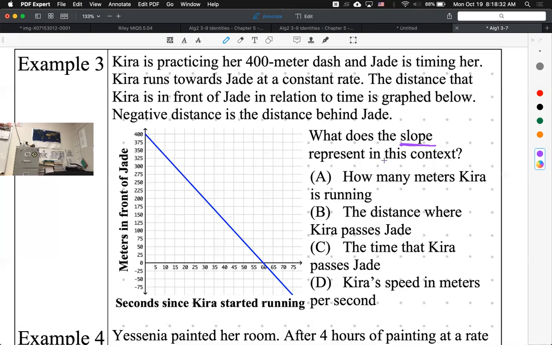And I'll give you this hint again. When you're thinking of slope, you want to maybe think of the formula that we've been talking about, delta y over delta x. Well, what is y and what is x? Y is meters, and x is seconds.